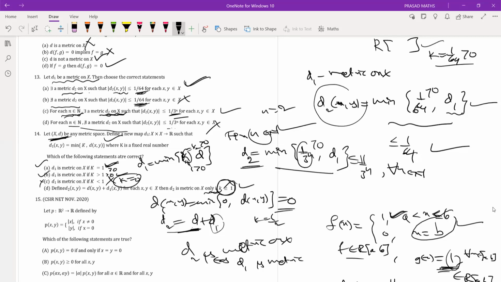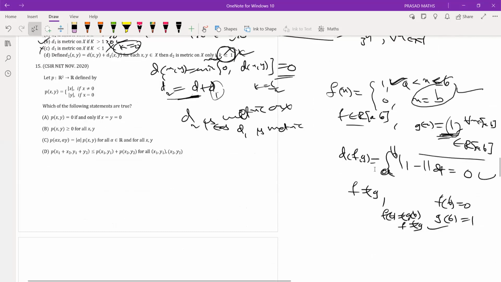Only k bigger than or equal to 1 is wrong, because I can choose k equals 1/2, which is positive, which is less than 1. So in this case also, it is a metric. But what is the option? d2 is a metric only if k is bigger than or equal to 1. It's wrong. Yes or no? Is it clear?